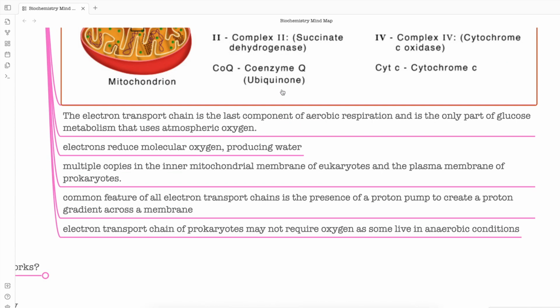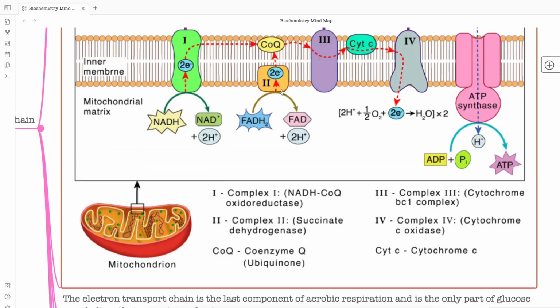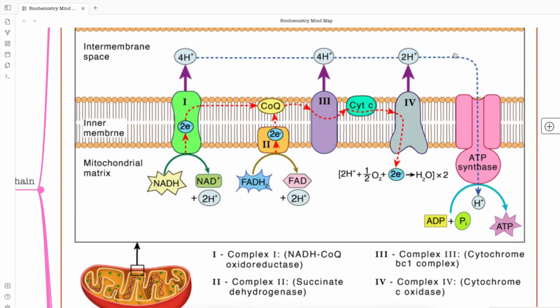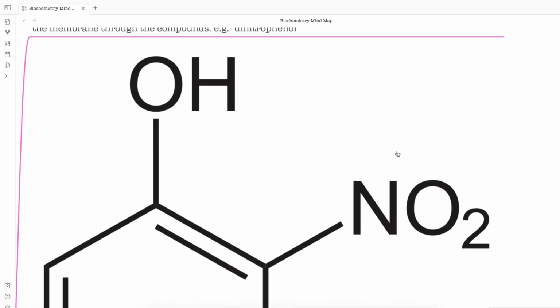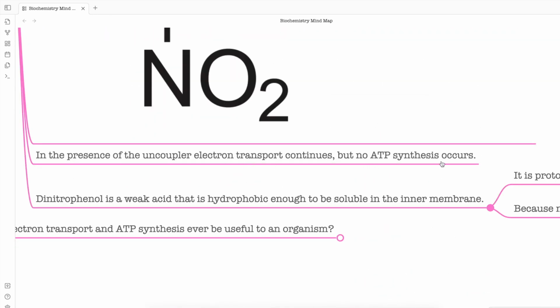And instead they will not produce ATP. When these uncouplers are present, there will be no production of ATP, but there will be production of heat. So heat will be generated.